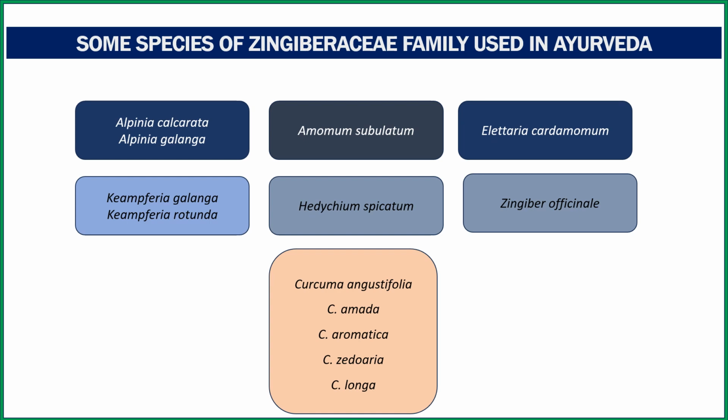So here there are different genera. From Alpinia, there is Alpinia calcarata, Alpinia galanga, and then Amomum subulatum, Elettaria cardamomum, Kaempferia galanga, Kaempferia rotunda, Hedychium spicatum, Zingiber officinale, Curcuma angustifolia, Curcuma amada, Curcuma aromatica, Curcuma zedoaria, Curcuma longa. So these are some of the important species of Gingiberaceae that are used in the Ayurvedic system of medicine.